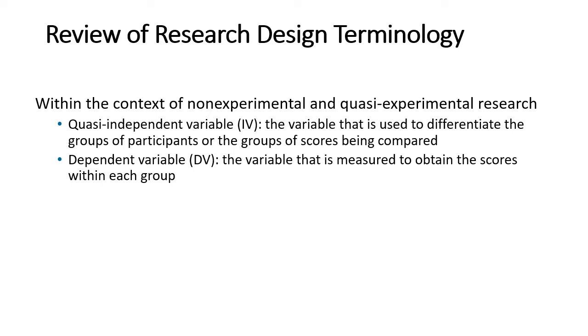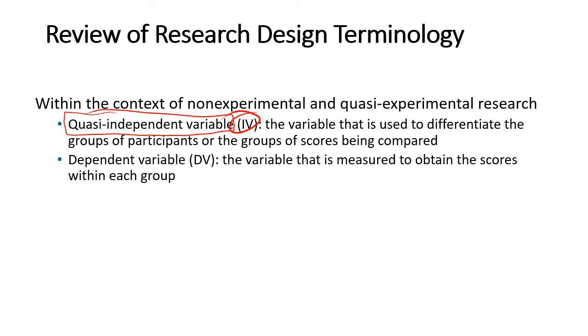As far as terminology goes, again, we talked about independent and dependent variables before and how those work and what's going on there. With non-experimental and quasi-experimental, we still are going to have an independent variable and a dependent variable. However, our independent variable is actually titled a quasi-independent variable. Now that being said, it's still an independent variable. It's still going to be labeled as an independent variable.